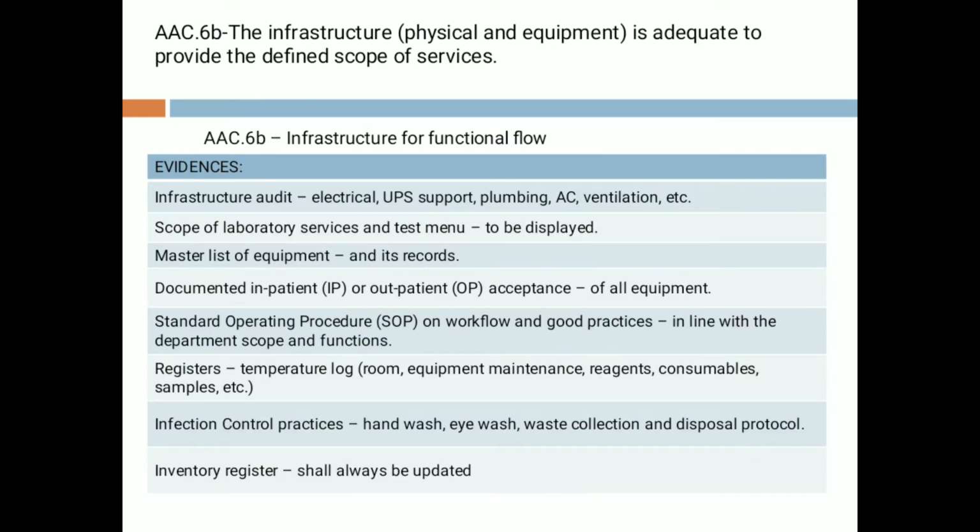Objective element AAC.6b speaks about the infrastructure for functional flow. Evidences are infrastructure audit, which includes electrical, UPS, support, plumbing, AC, ventilation, etc. Scope of laboratory services and test menu should be displayed. Master list of equipment and its records.